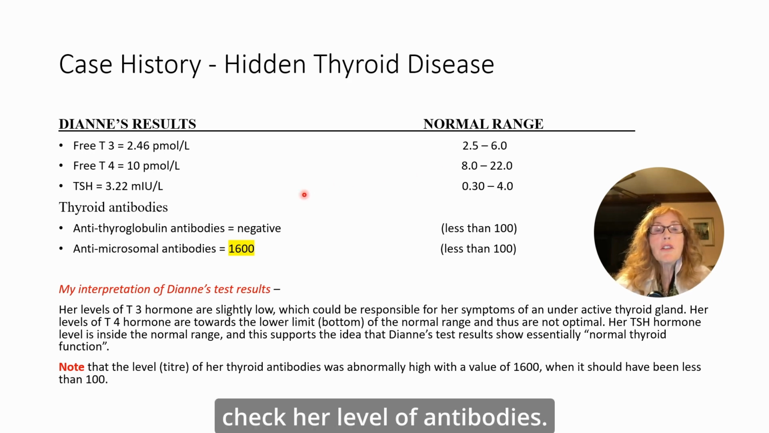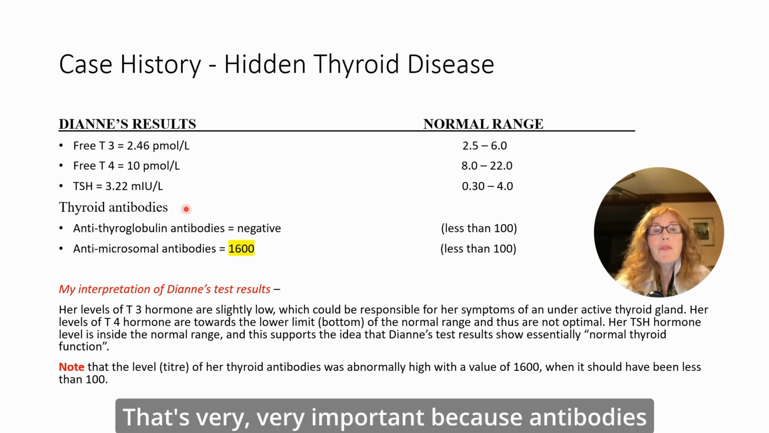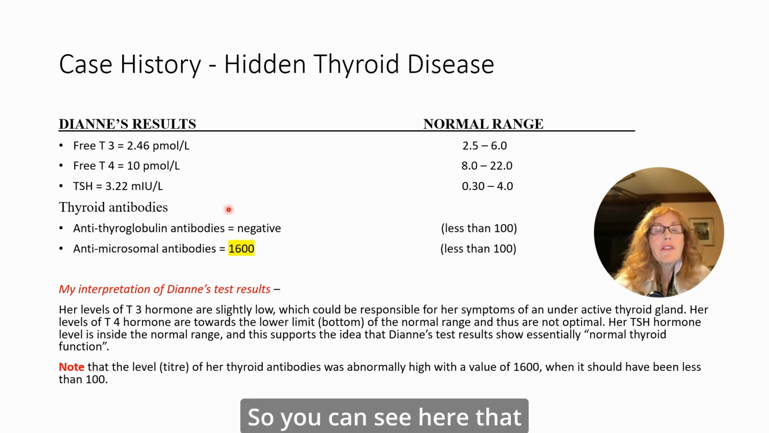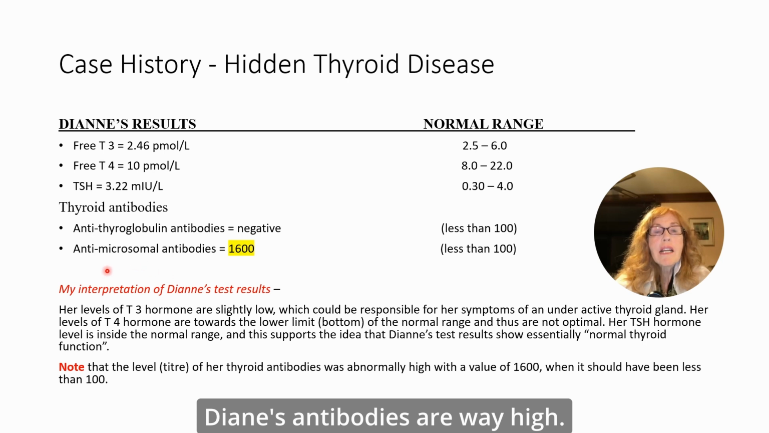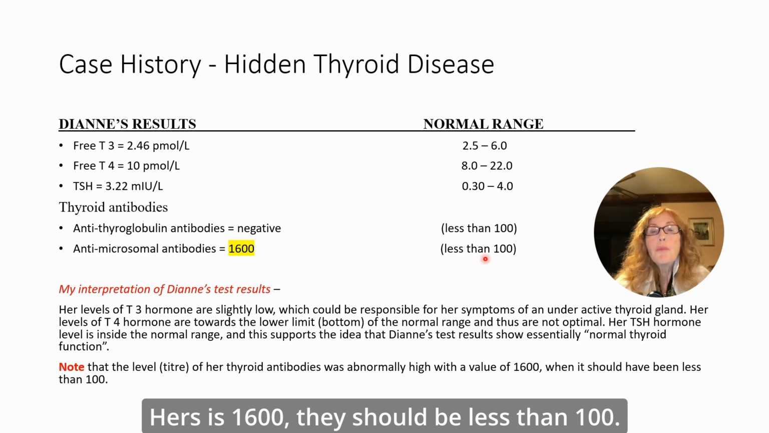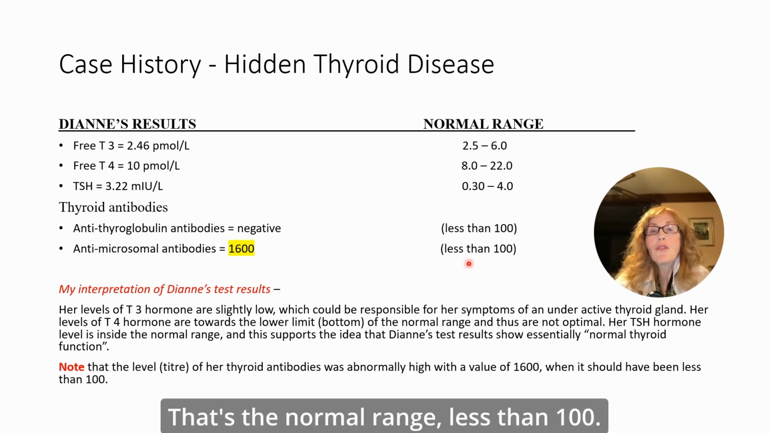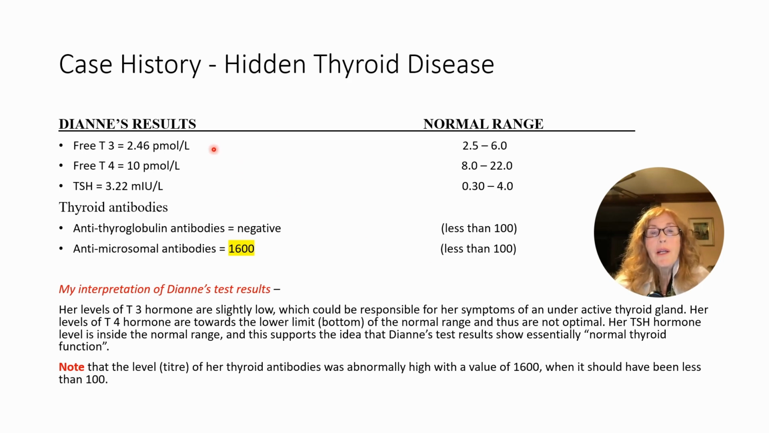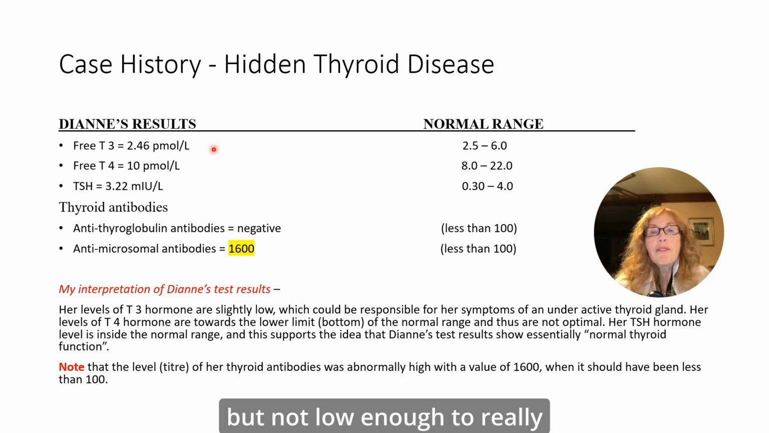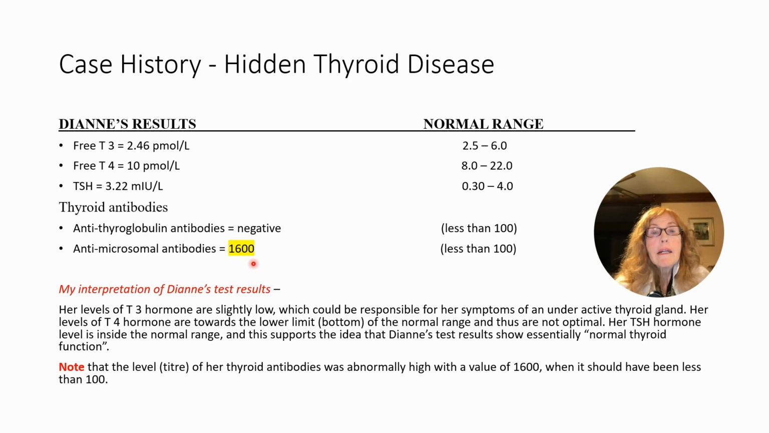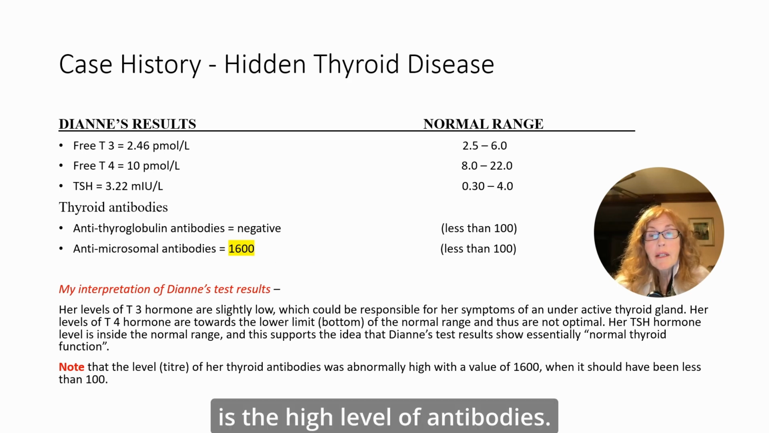However, the doctor did not check her level of antibodies. That's very, very important, because antibodies attack the thyroid and damage the thyroid. So you can see here that Diane's antibodies are way high. Hers is 1600. They should be less than 100. That's the normal range, less than 100. So we can see that her T3 is just a little bit low, but not low enough to really have a high index of suspicion. What we really need to go by here is the high level of antibodies.